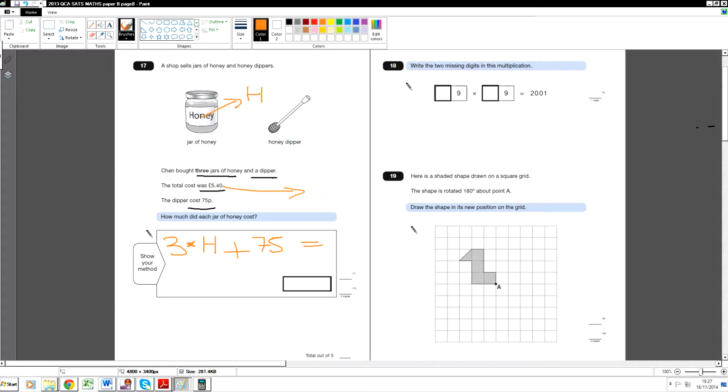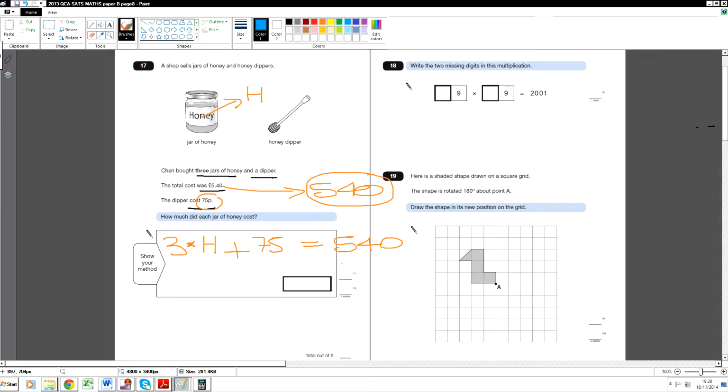Now we don't put £5.40 in there, we have to put in 540, because we're using pence in the calculation. So you've got to make sure that your units are consistent. If you use 75p in the calculation, then we must use 540p as well. Not £5.40, because those are 2 different units. So we've set up the equation: 3h plus 75 is equal to 540.